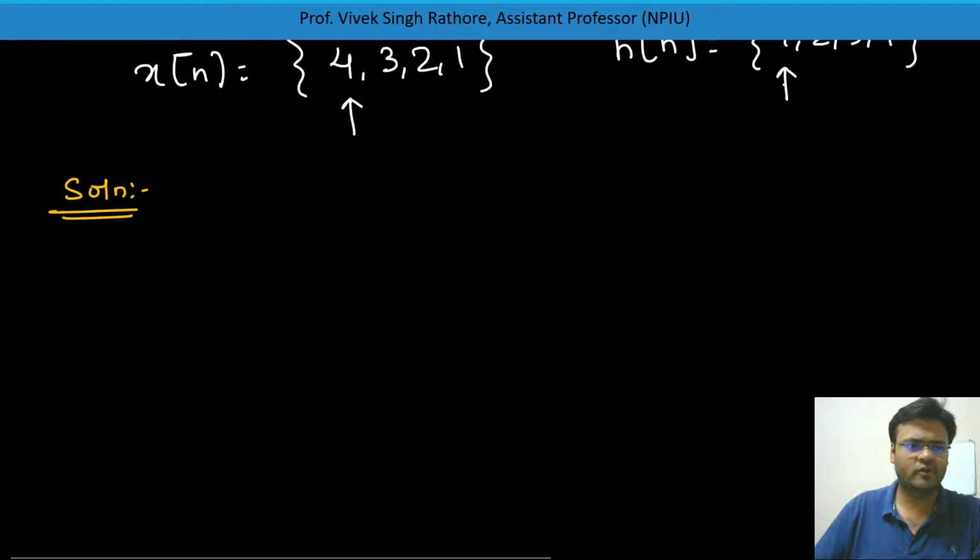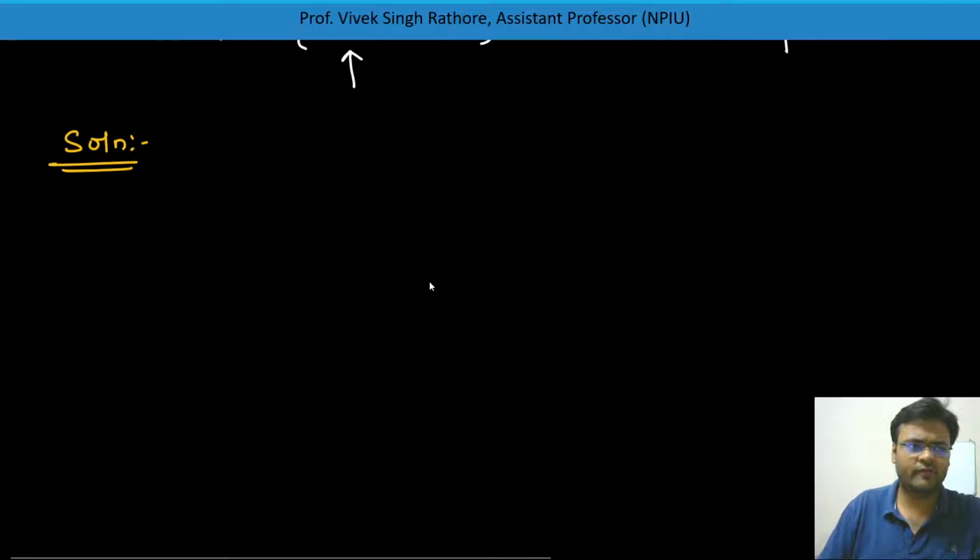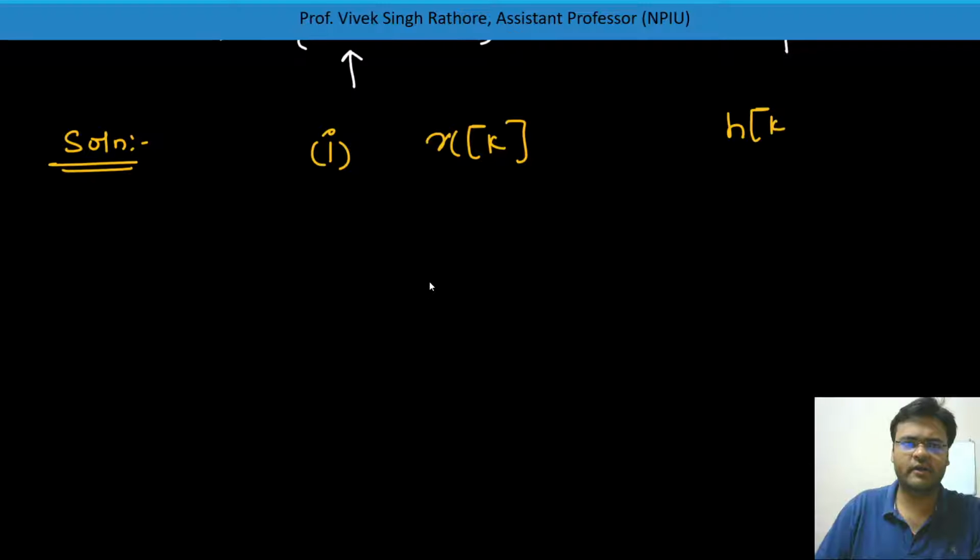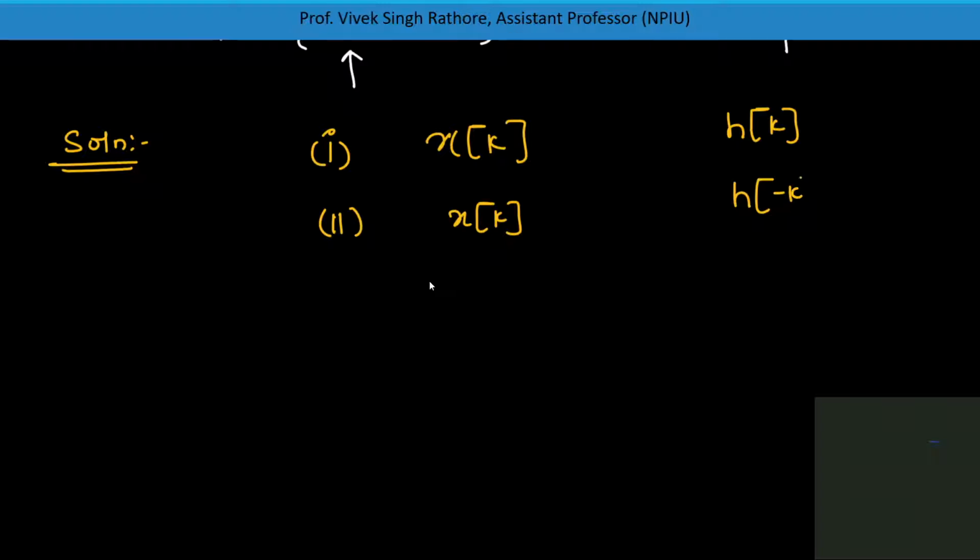Okay, we'll take the solution. As you know, in convolution the first step is to change the domain, so x(n) will be converted to x(k), and h(n) will be converted to h(k). Only the domain we need to change. The second step: we'll keep x(k) the same, and we will change h(k) to h(-k).